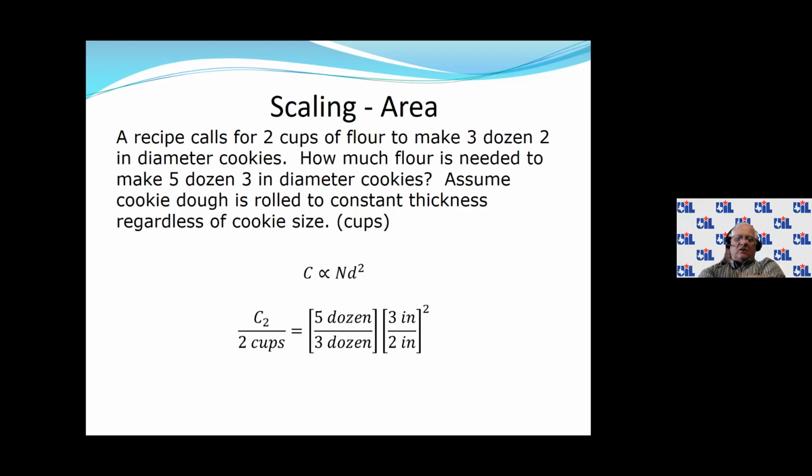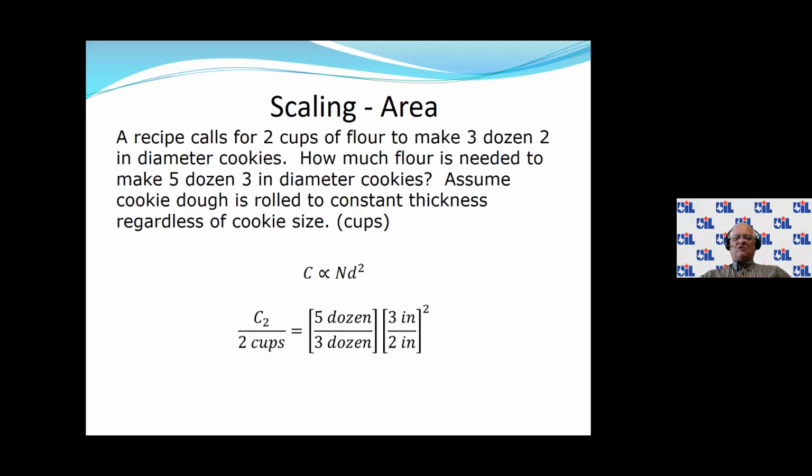Then I can say, okay, I want to know how much cookie dough I need to make 5 dozen 3-inch diameter cookies. So I'll let C2 be how many cups of flour I need. I divide it by what I know, 2 cups of flour to make 3 dozen 2-inch cookies. You see all of those numbers in the denominator, and I've got my 5 dozen 3-inch cookies in the numerator with C2.